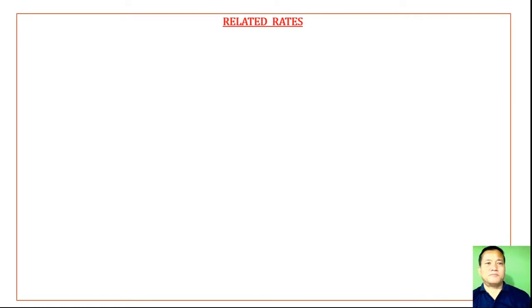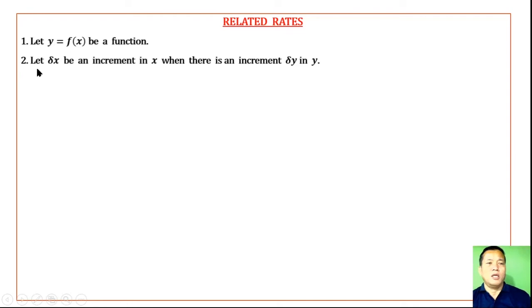Related Rates. Let y equal to f of x be a function. Y amasung x habasi variable anini related, closely related oiba adugumba variable anini. Y ki value depends on the values of x. X is called independent variable, y is called dependent variable. Let delta x be an increment in x when there is an increment delta y in y.